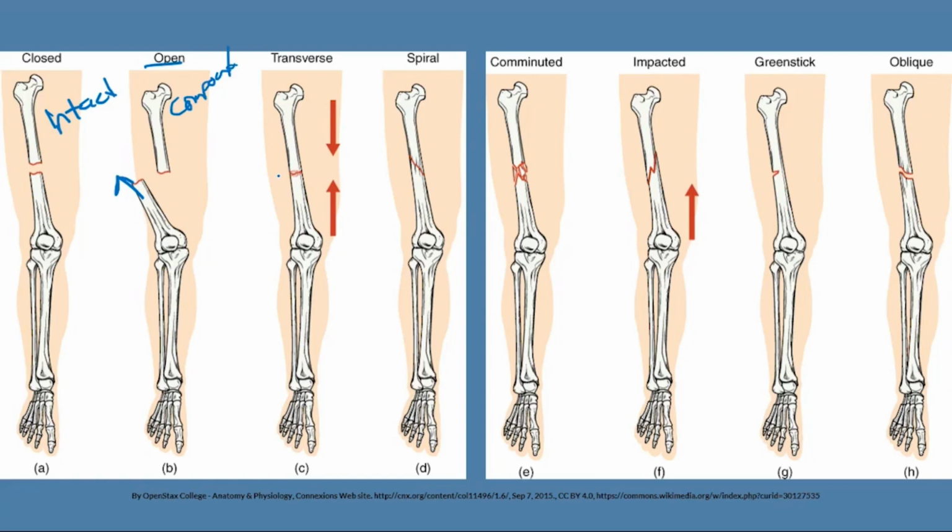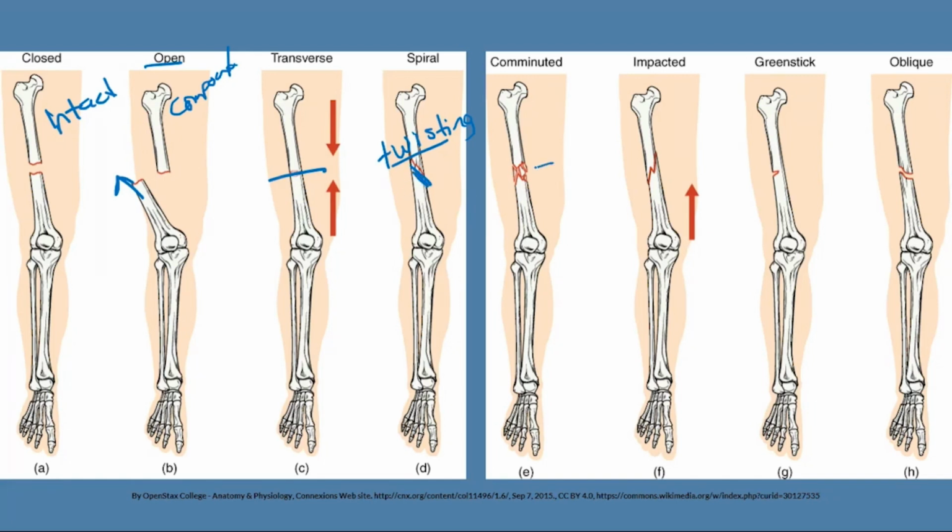Okay. Transverse cuts the bone straight across. Spiral comes from a twisting force. This is actually very common in abuse, where someone will grab someone's arm, that person will try to pull away, and you'll have this twisting force that causes spiral fractures. So this is kind of a classic sign of that.